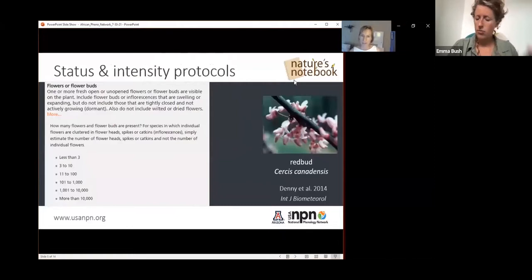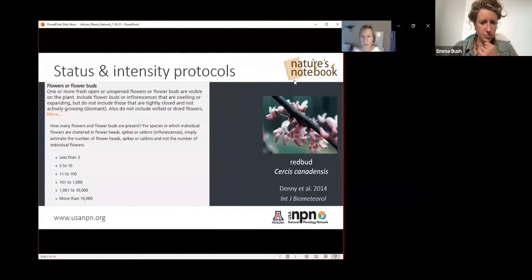So the status and intensity protocols, what that means is that every time that an individual is going out and making an observation on a plant, they are reporting yes or no to a series of questions about what they are seeing. And if they answer yes to one of the questions, they are then prompted with a subsequent question of how many or how much.